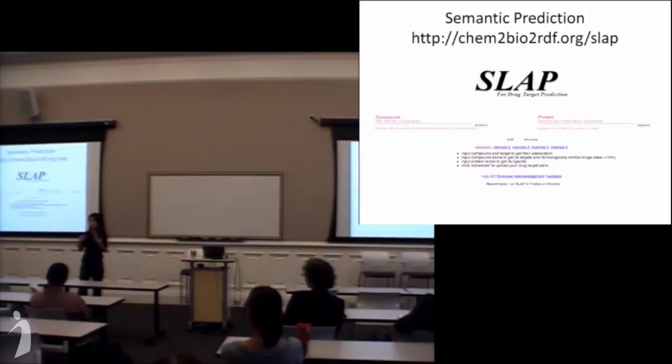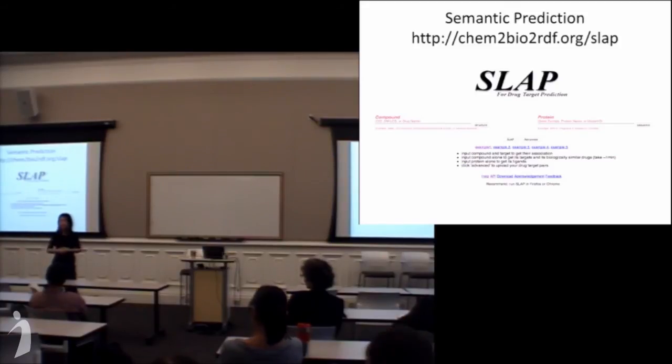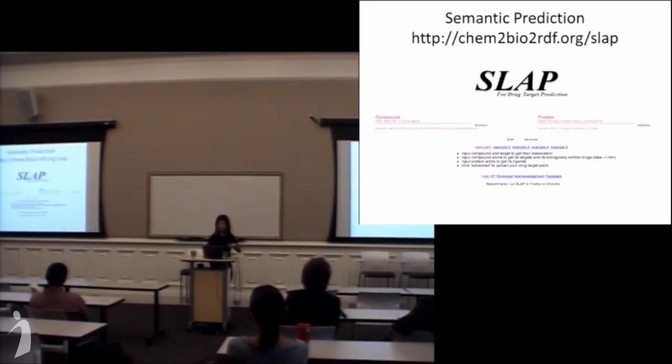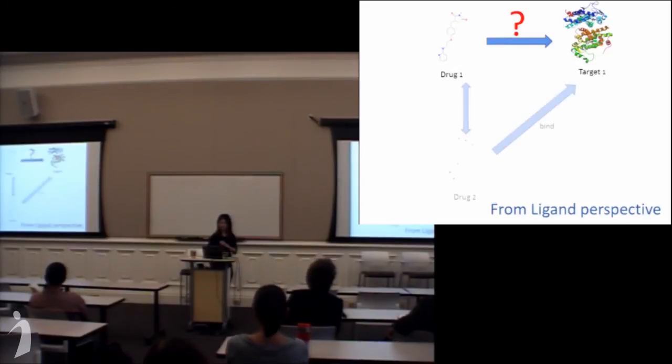For instance, in a social network, I co-author with A, who co-authors with B. Do you think I will co-author with C? Not really, because I never met him. So we back up this path using path patterns. We want to discover the connection between drug and target using path patterns. So we developed this web service called Semantic Prediction. Given a compound, we can predict potential drugs.